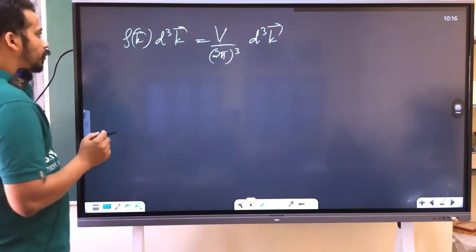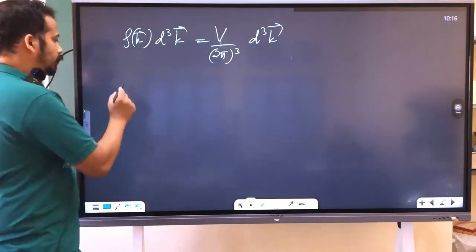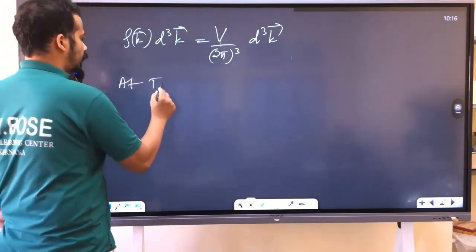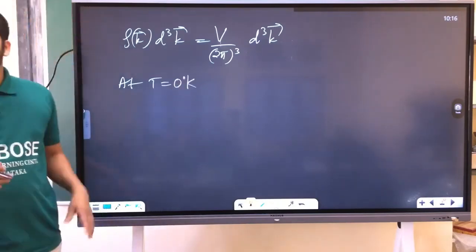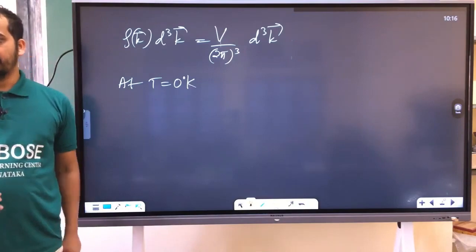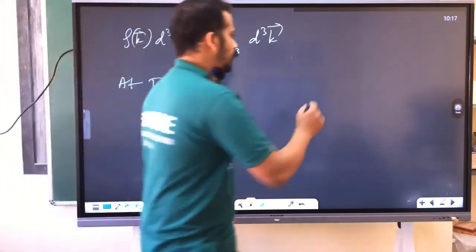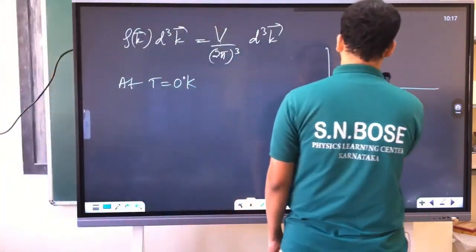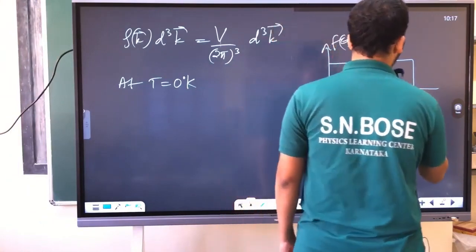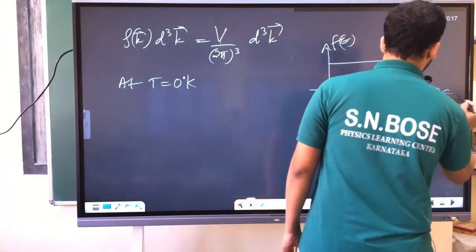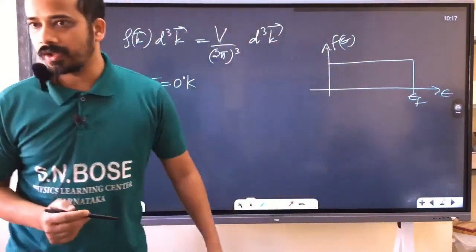Now look at here. What happens is at t equal to 0 degree Kelvin, all states within the Fermi level are completely filled. Am I right? Actually, again, we have drawn only this graph, isn't it? So f of e as a function of e, this is EF, at t equal to 0 degree Kelvin.